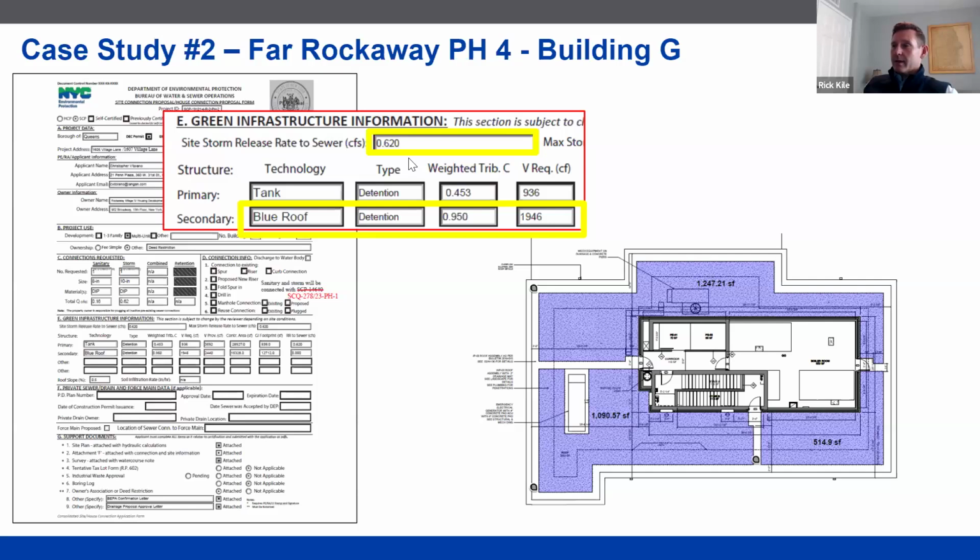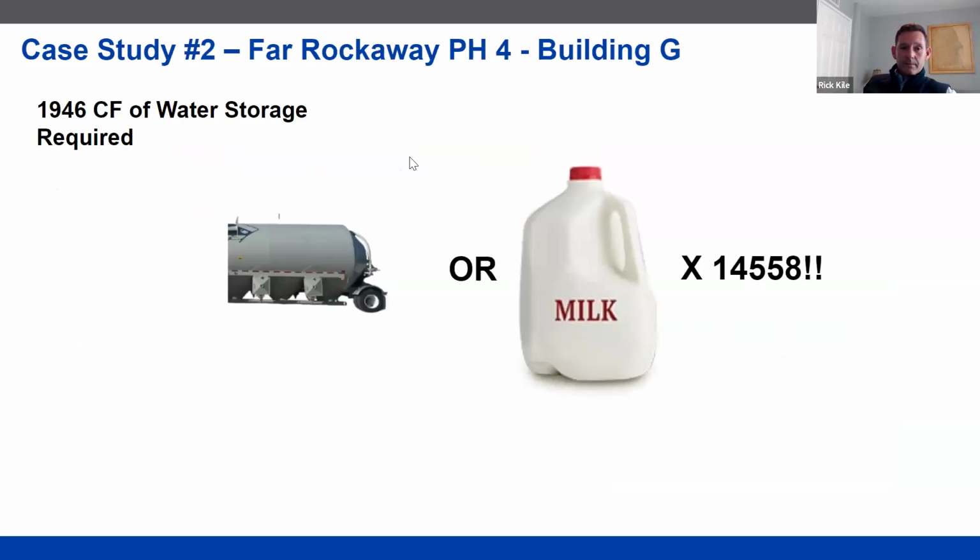So that kind of goes back to the earlier question that was asked. How are we determining what rate this is coming off of the roof? It's not a one size fits all. These systems are really tailored to the specific project. There's calculations run in the development process to help do it. So that's going back. It's about 2,000 cubic feet, about half of a tanker there, or 14,558 gallons of milk, if we like the milk analogy better.